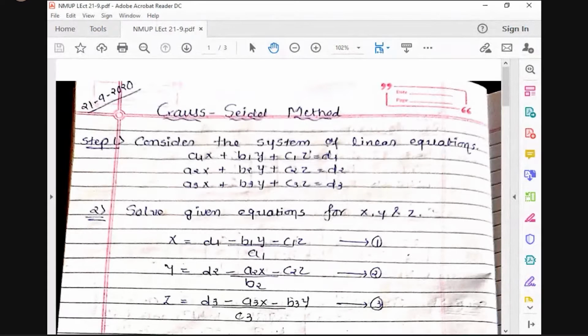Okay, so this one is the last topic from this first unit that we will complete in today's lecture, right? Up to this, whatever methods that we have learned are all direct methods. I will give you a brief summary of the topics that we have covered until now.